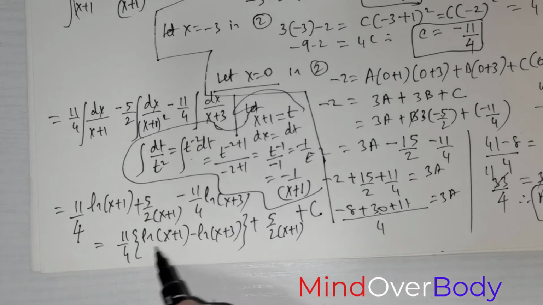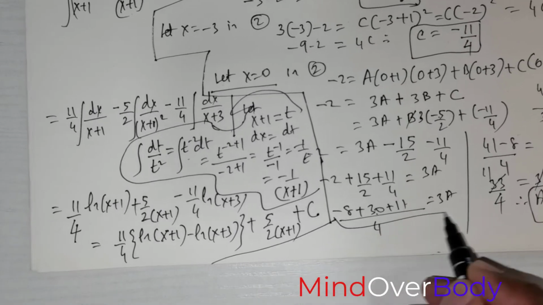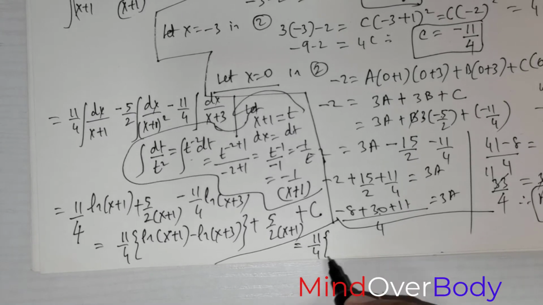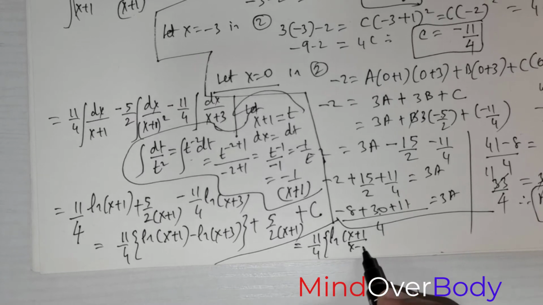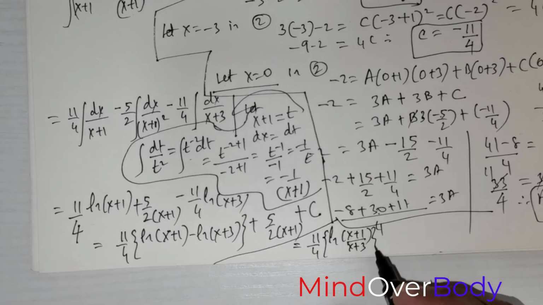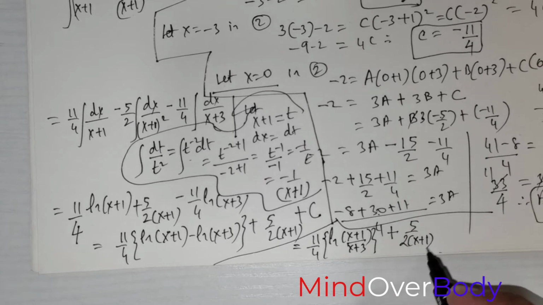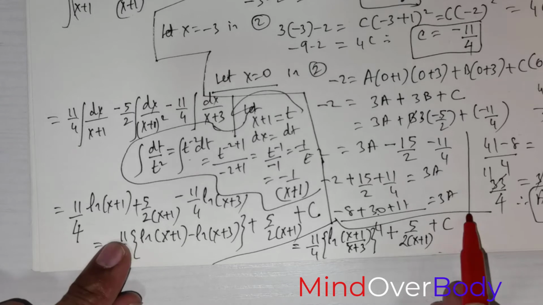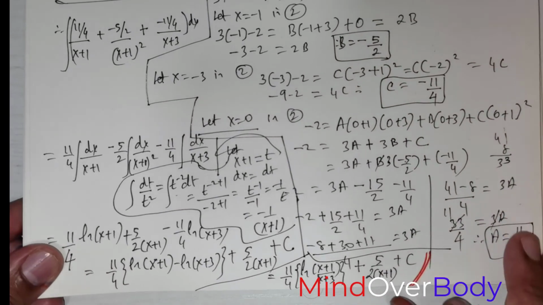Now you can rearrange this, right? ln a minus ln b. Now if I were to do that, let me just use this space to wrap up the solution. So this is going to be 11 over 4 times ln of x plus 1 over x plus 3. I'm using the ln a minus ln b formula. Okay, plus 5 over 2 times 1 over x plus 1 plus c. So this is a good place for us to draw the red line. So that is the solution for this question.